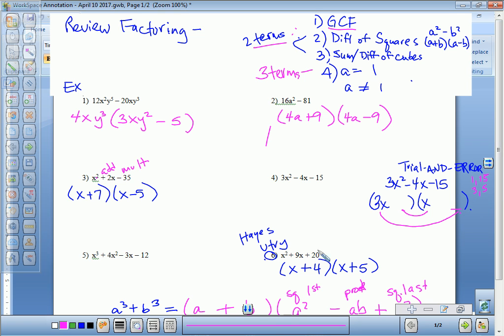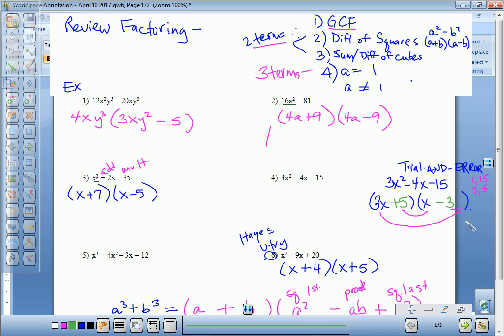Do you see if I put a -3 right here, that makes this times that -9. And if I put a +5 right there, this times this makes a +5. What is -9 and +5? 4. That's negative, right? -4. So that's called trial and error. So those of you that are pretty good with your multiplication, this is the way I would go.